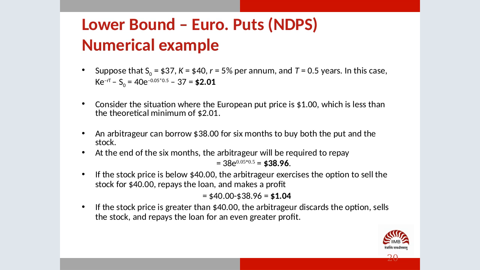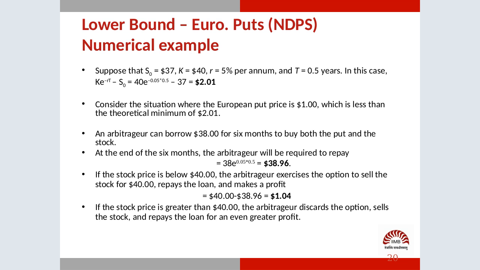At the end of the 6 months, I have borrowed $38. Irrespective of what happens, I'll have to repay the $38 plus the interest on it. So I will have to repay 38 times e to the power of RT, R being 5%, T being half a year. So for the borrowing of 38 under these numbers, I will have to repay $38.96.